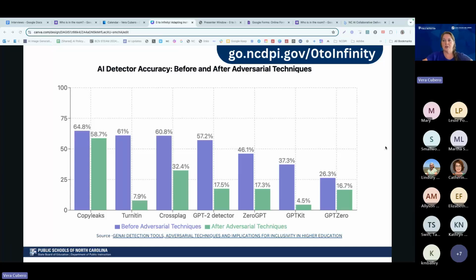But this is a chart. There was a very deep study done, and I've linked the whole study at the bottom of the page if you would like to look at it. The study was about adversarial techniques and how they affect the accuracy of generative AI detectors. And as you can see here, it names several different companies. Some of them you may be familiar with. The purple line is how accurate they were before students introduced adversarial techniques, like some of those that I mentioned, like asking for a student voice, asking for mistakes in it, or correcting it after the fact.